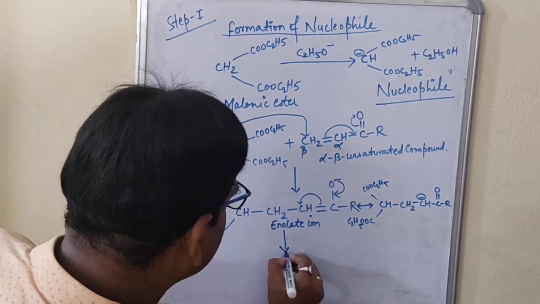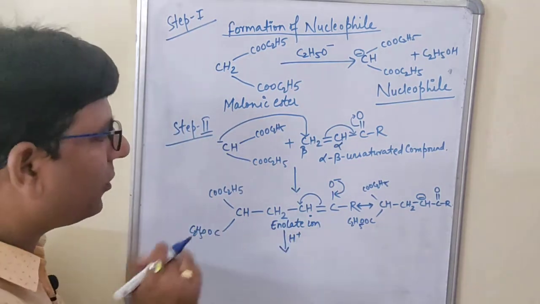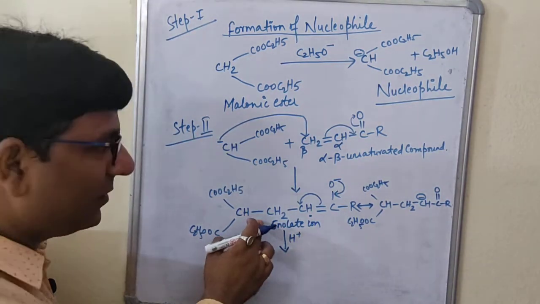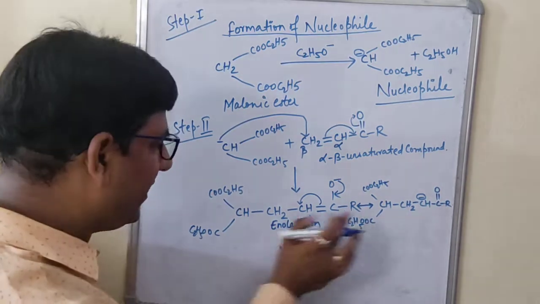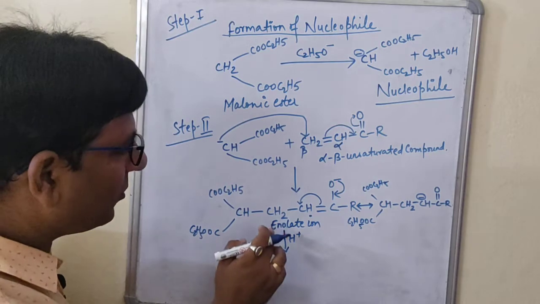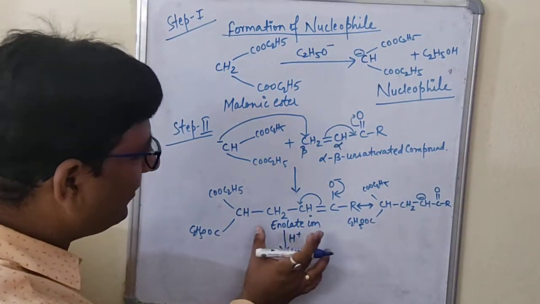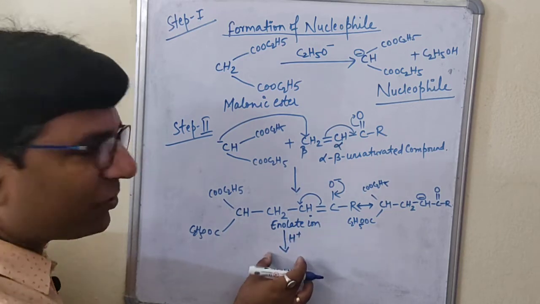In the last step, we will do the protonation of this enolate ion, not this resonating structure. We are doing the protonation of this enolate ion. And when we are doing this protonation, because this is the resonating structure, we will take this enolate ion and we will do the protonation of it.